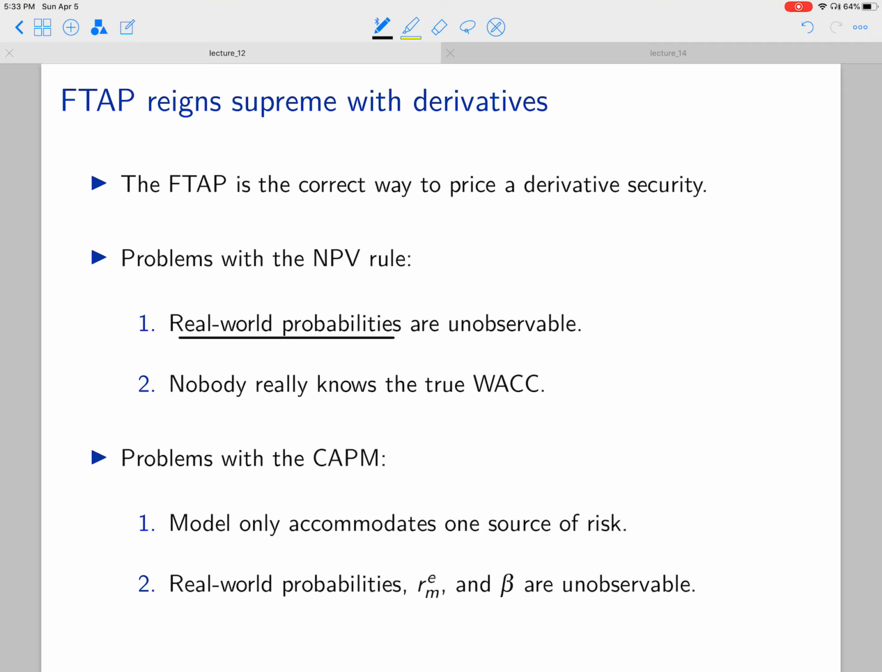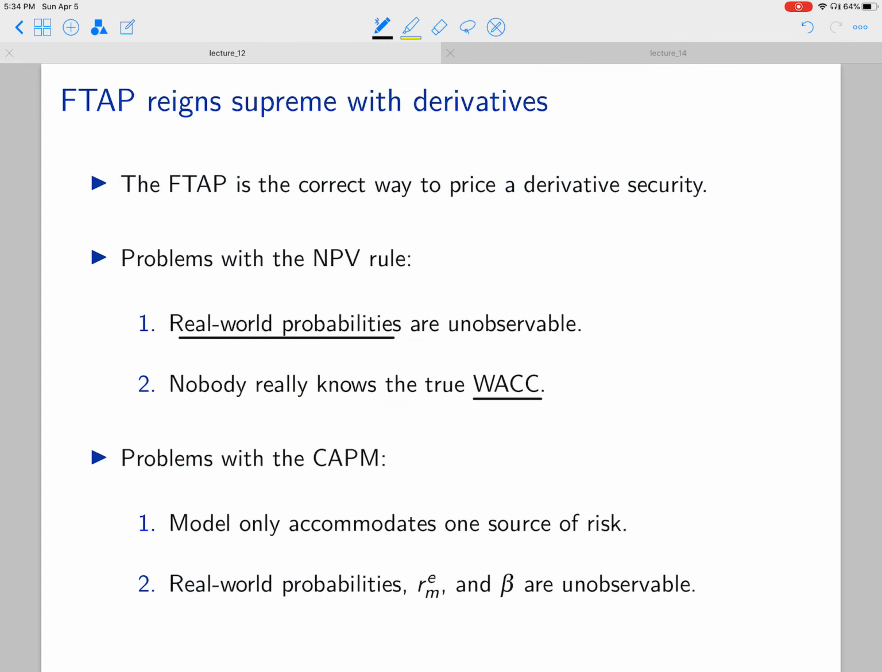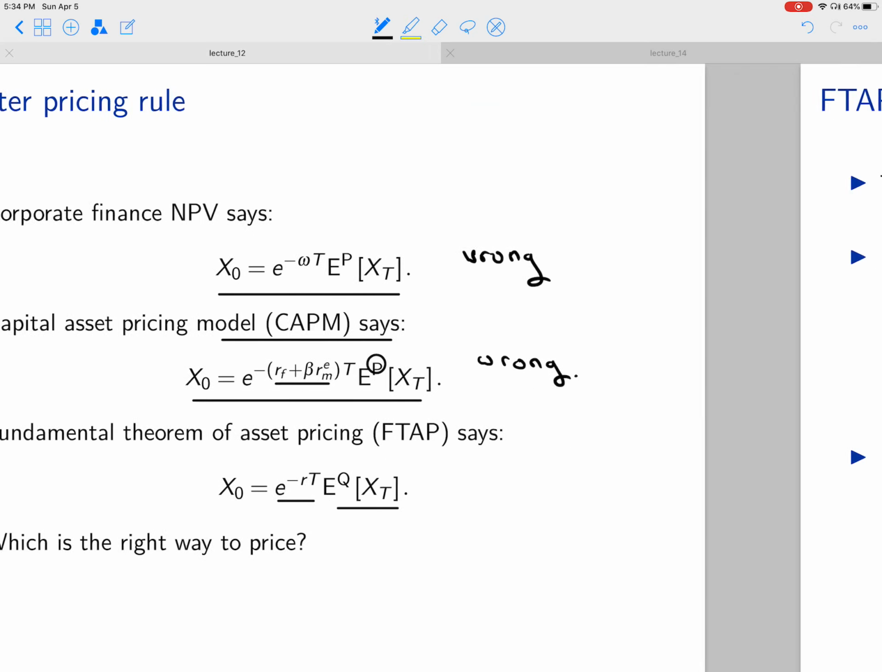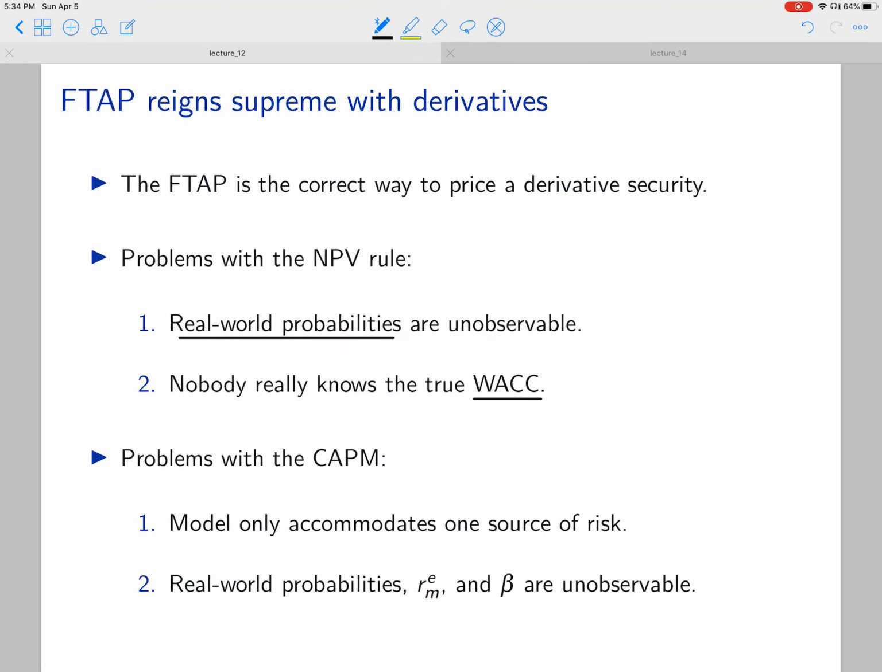Also, the weighted average cost of capital is not observable while the risk-neutral state prices are. If you ask everybody in the class to estimate the WACC of Apple, you're going to get about 100 different answers, which shows that the WACC used in this computation is not going to allow you to admit no-arbitrage prices. Different people are going to say the WACC is different. It's not going to give you a consistent framework. If we use the FTAP instead, everyone in the class is going to come up with the same exact answer.